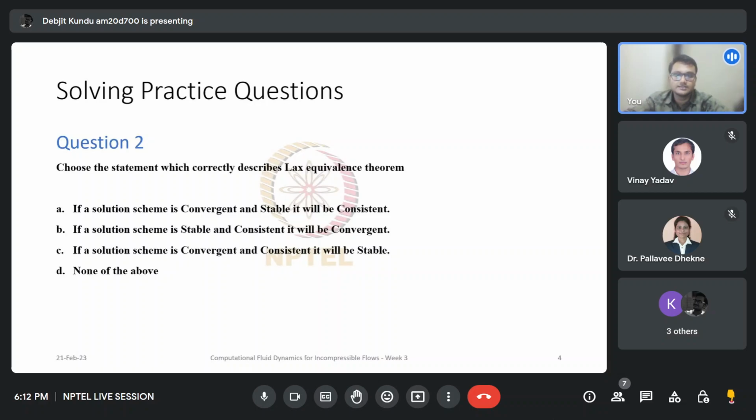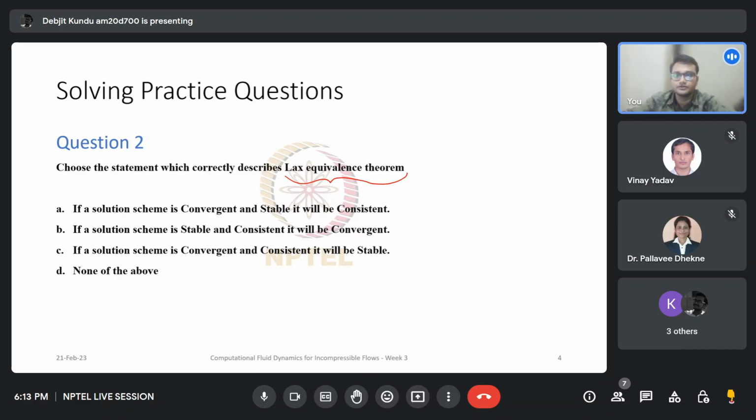we'll move on to question number 2 of today's session, which is asking us to choose the statement which correctly describes the Lax equivalence theorem. This is a very important theorem in CFD, and there are a few statements given in the options below. You have to pick which one is the correct one, which tells what the Lax equivalence theorem tells us.